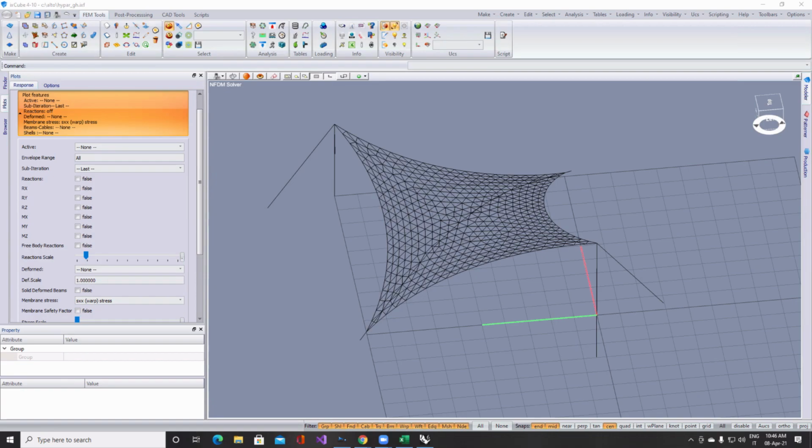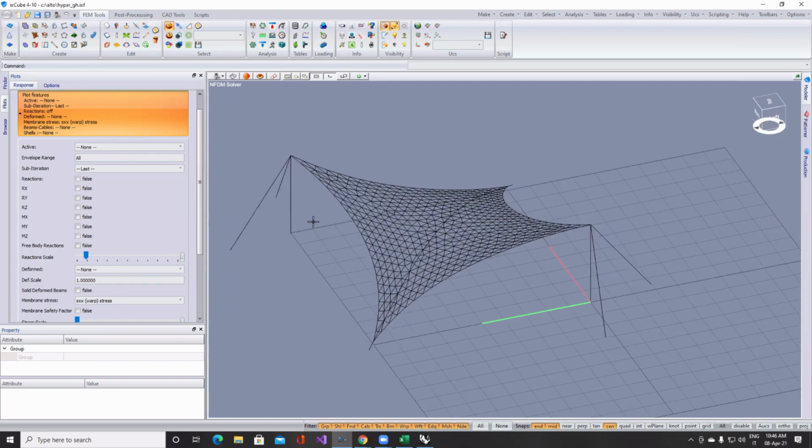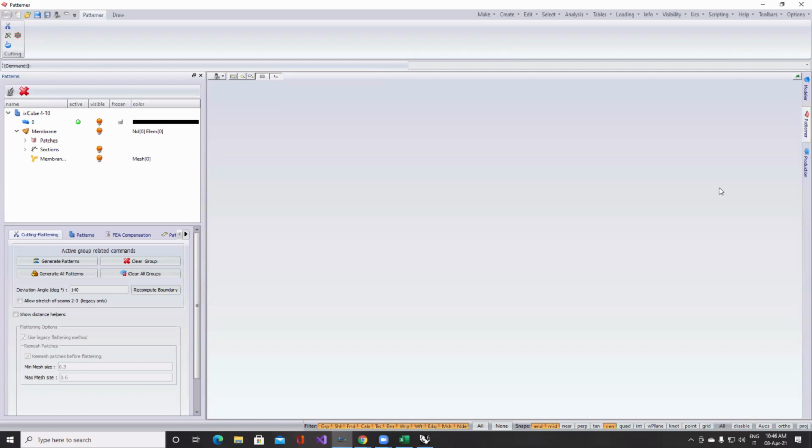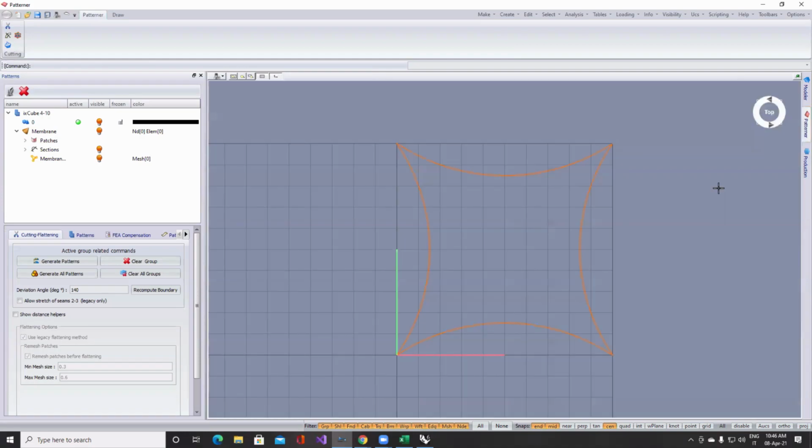Okay, let's go to the final step. The final step is producing patterning and production objects. So once we have done all the nice analysis and design, we can click here on the right tool. There is a pattern tab. Clicking on the pattern tab, we enter the patterning layout.